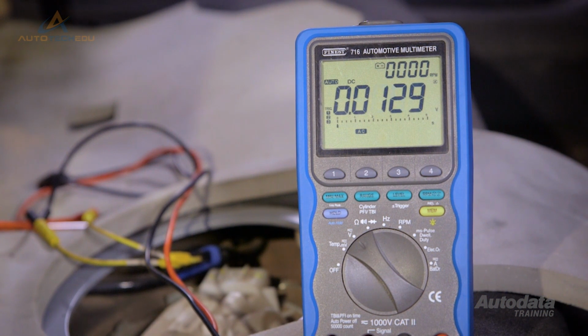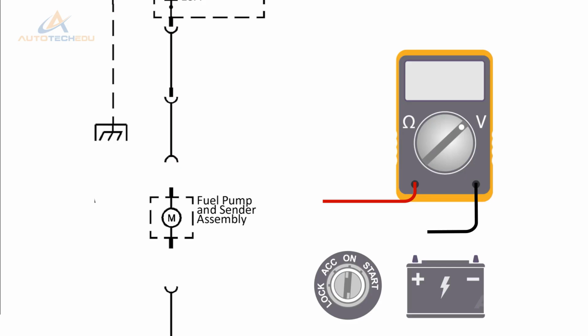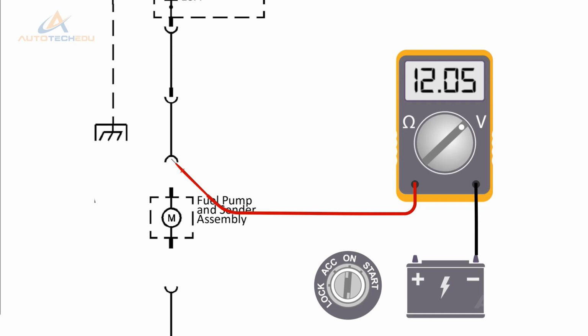A lack of voltage will require the supply and ground circuit to be tested. Using a multimeter set on volts, connect between battery negative and the supply side terminal. Confirm there is battery voltage. No voltage reading would suggest an open in the supply circuit.